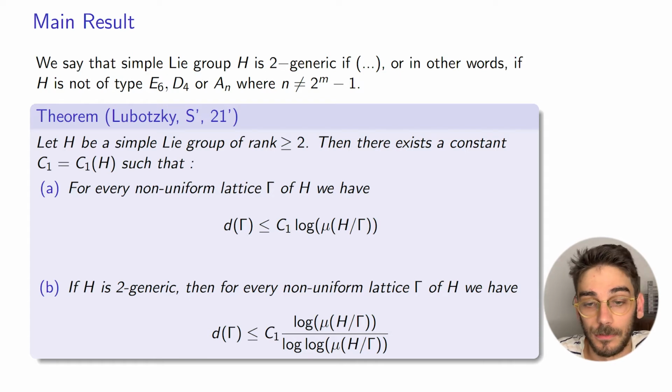So let me remind you of the main theorem. We show that if H is a simple Lie group of high rank, then the minimal number of generators of every non-uniform lattice gamma in H is bounded logarithmically in the volume of H mod gamma. And if in addition H satisfies some number theoretic conditions, then this bound can be improved to log of the volume over log of the volume.